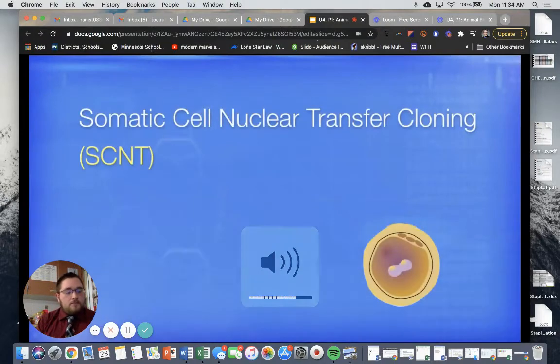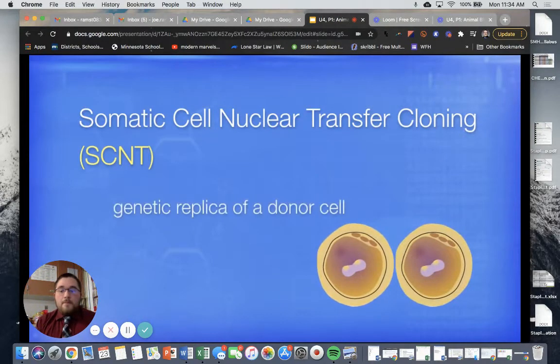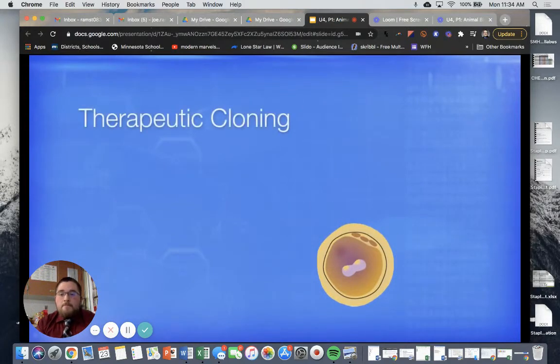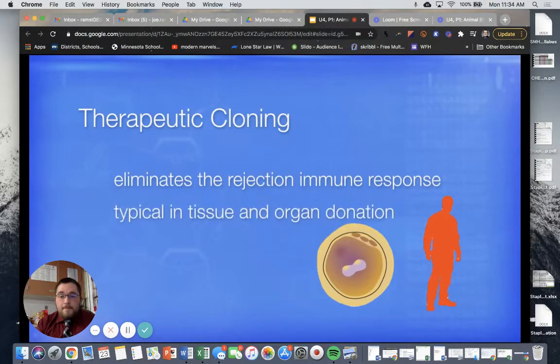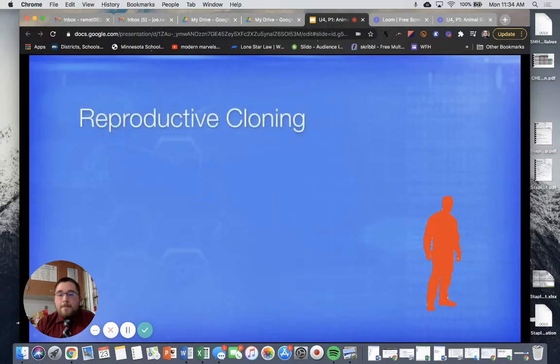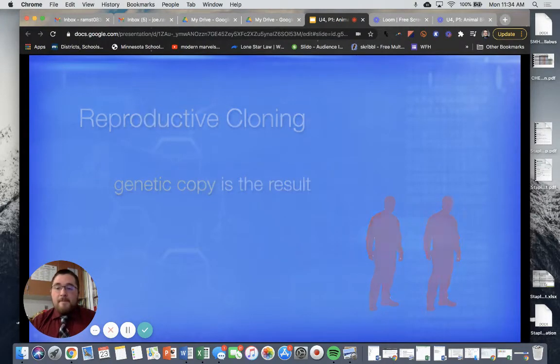Somatic cell nuclear transfer cloning results in a genetic replica of a donor cell. In therapeutic cloning, this replica eliminates the rejection immune response in patients typical in traditional tissue and organ donation. In reproductive cloning, a genetic copy of the donor organism is the result.